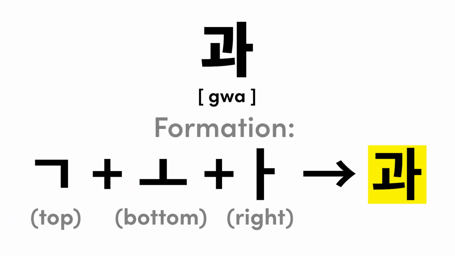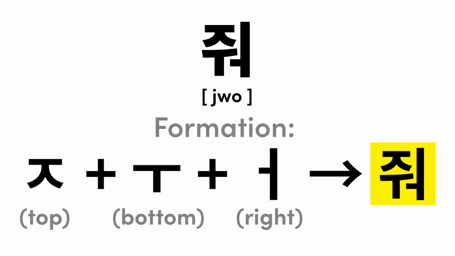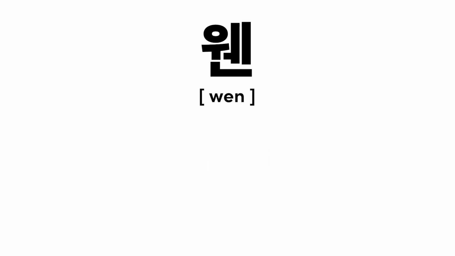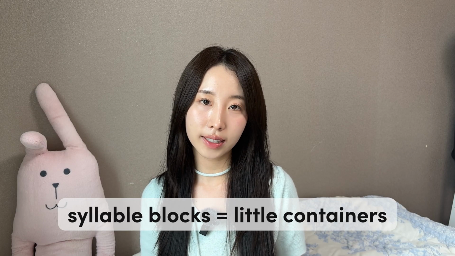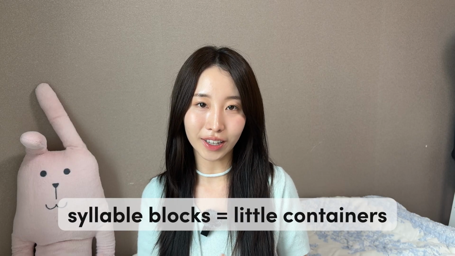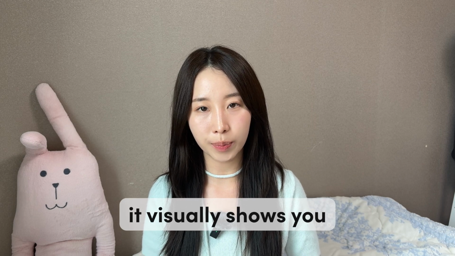For combined vowels, follow the pattern of the main vowel shape. 과 follows the horizontal pattern because wa starts with o. 좌 follows the horizontal pattern. wen follows the horizontal pattern. Think of the syllable blocks as little containers that keep related sounds together. This is actually one of the advantages of Hangul. It visually shows you which letters belong to which syllable.